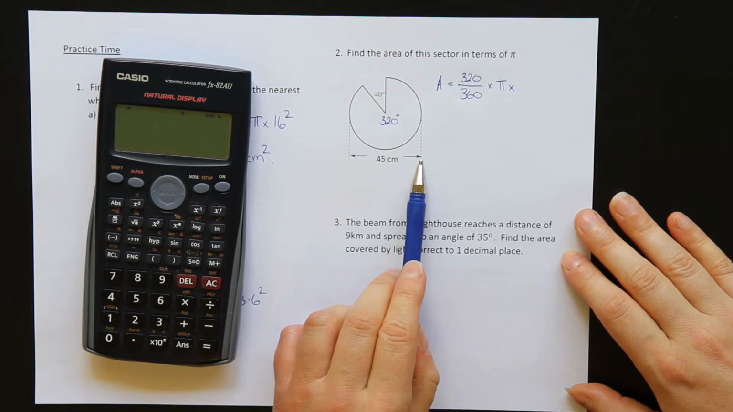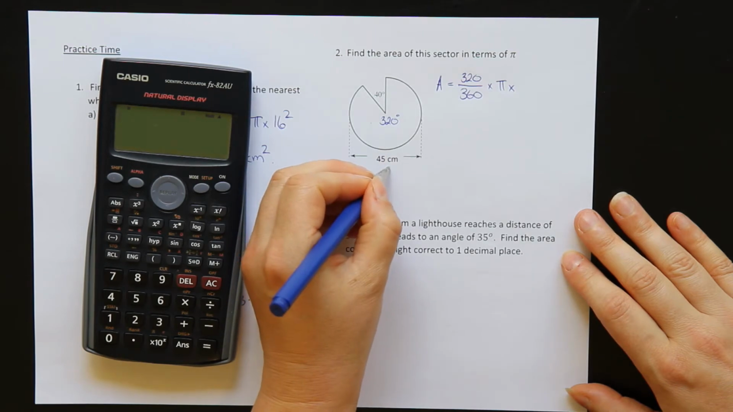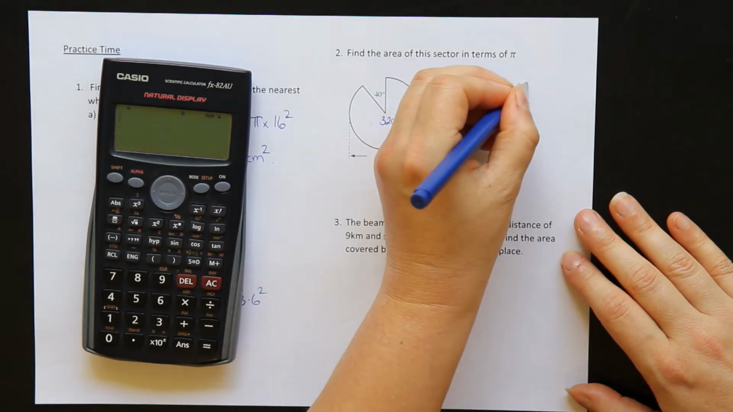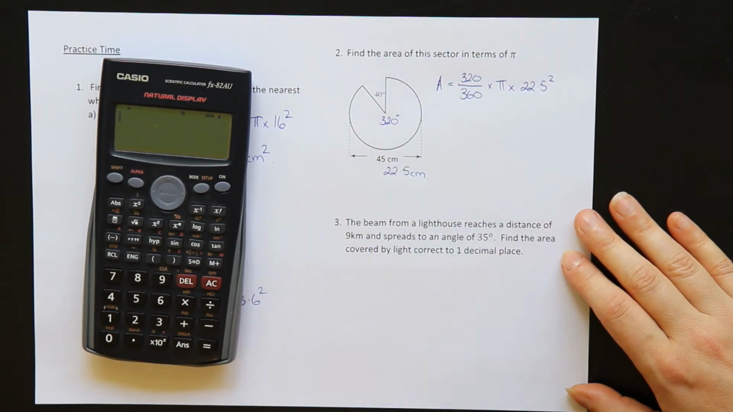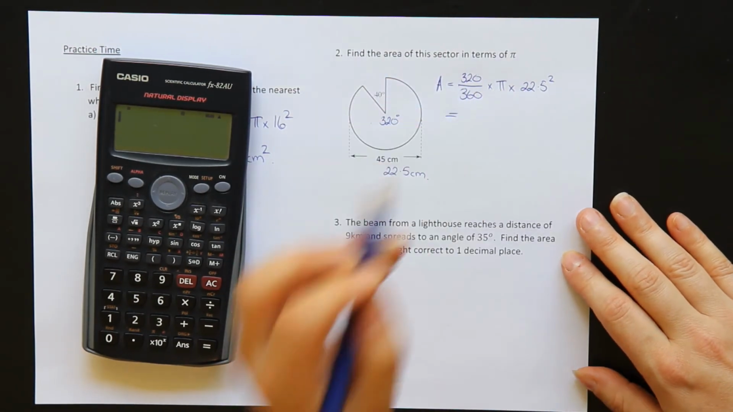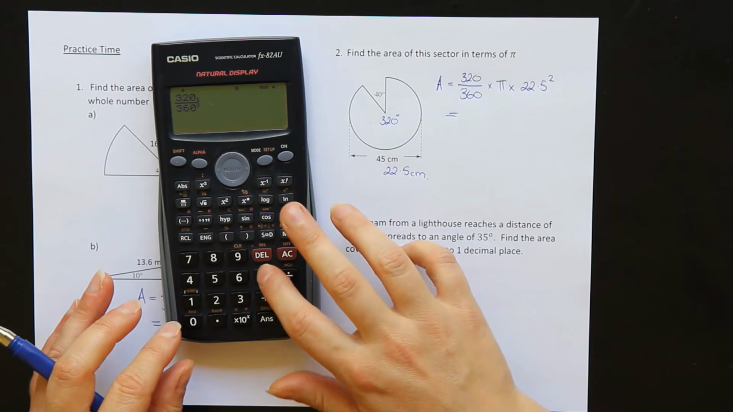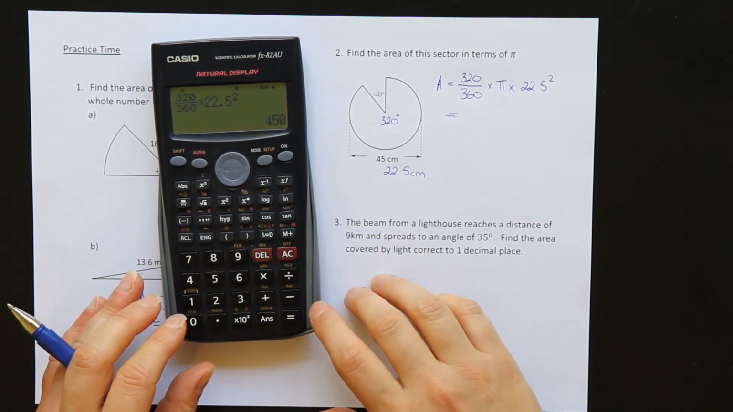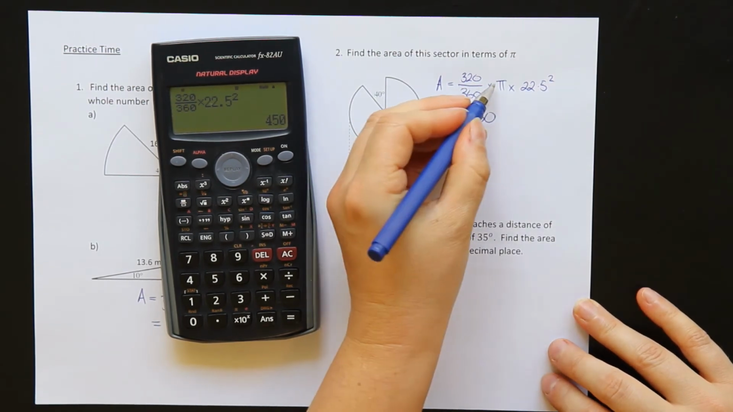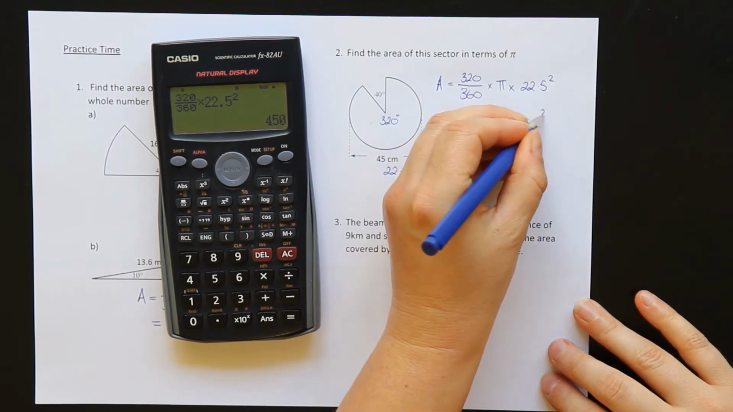Well, that's also a bit of a trick. 45 is the whole way across, that's the diameter. So half of that for the radius will be 22.5. So 22.5 squared. Okay, so to leave it in terms of pi, we calculate these numbers leaving the pi out of it. So 320 over 360 times by 22.5 squared, which comes out a very nice 450. And then we just slot our pi on the end. And don't forget your units, centimeters squared.